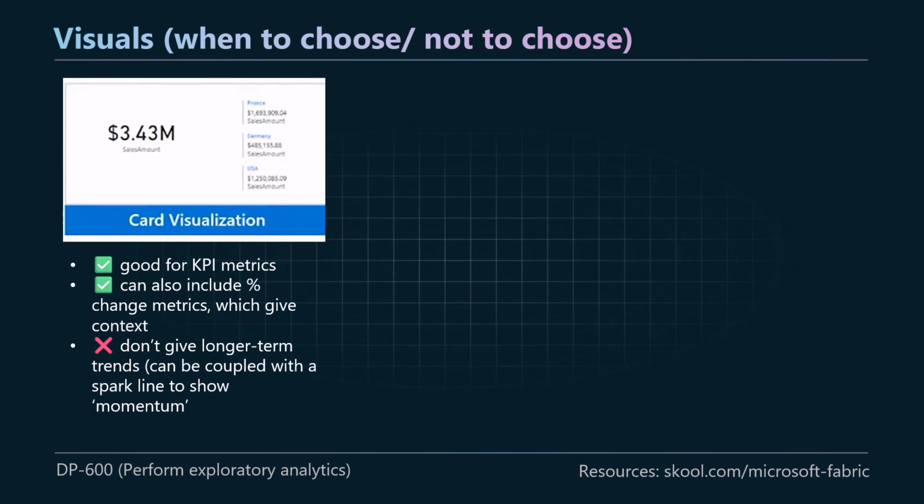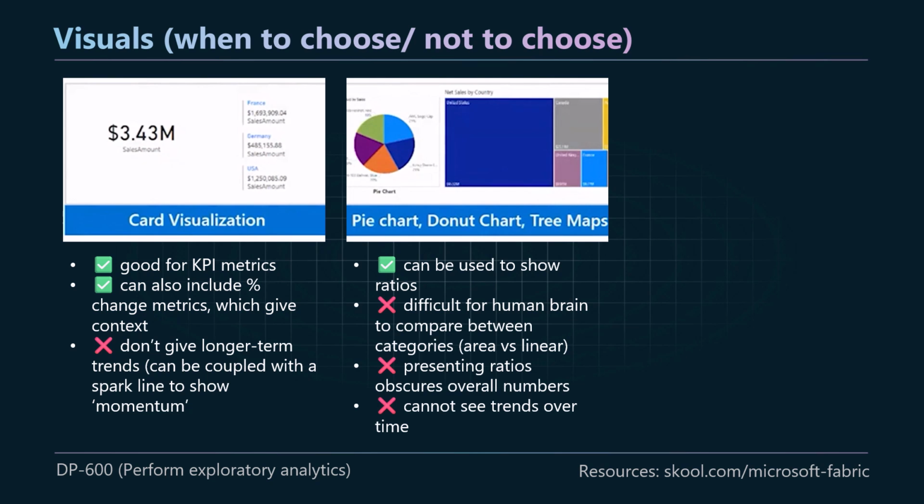And the card visual is something that has been developed quite a lot by Microsoft over the last few months and years, and it's actually quite feature rich now, so you can really add a lot of information into these card visuals. The pie chart, donut chart, and tree maps are a little bit controversial, but their main goal is to show ratios between different categories.